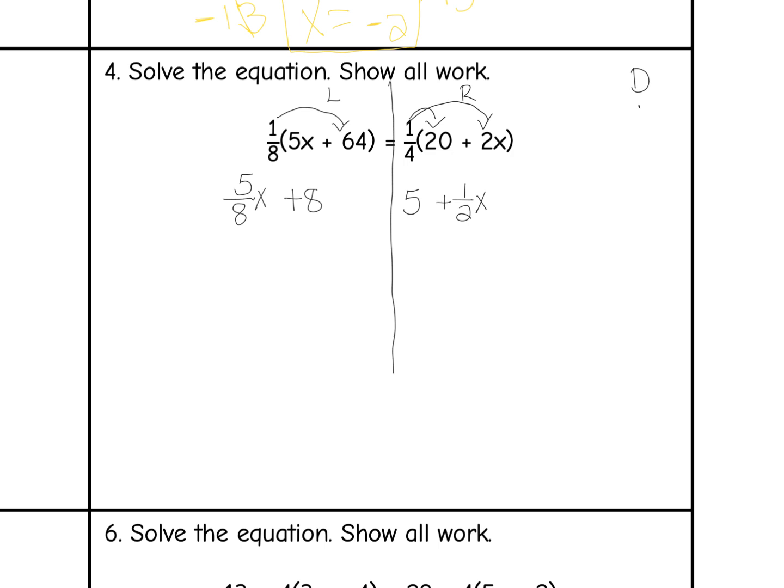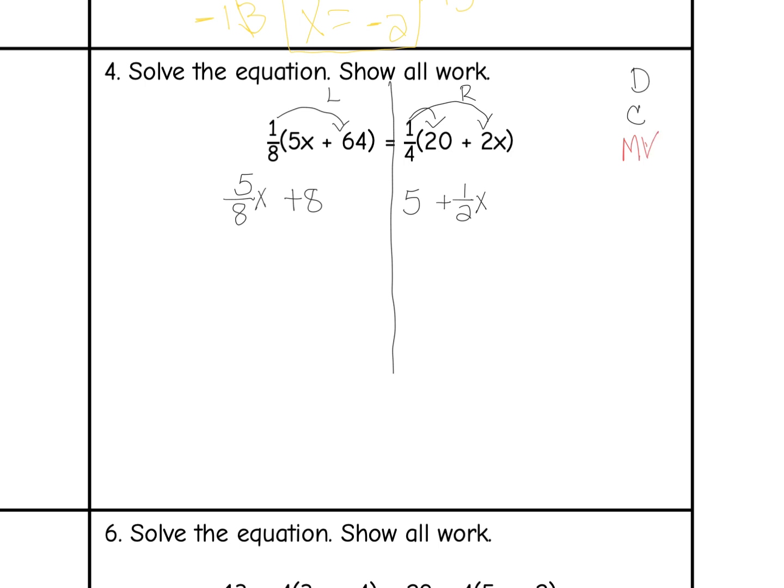My next step is to combine like terms. Remember, we're going to look at the same side of the equation. Looking at the left side, do I have like terms? Well, no, I do not. I have an x and I have a constant. They cannot be combined. On the right side, same thing. I have an x and a constant. So right now, I have no like terms I can combine. Let's look at the next step.